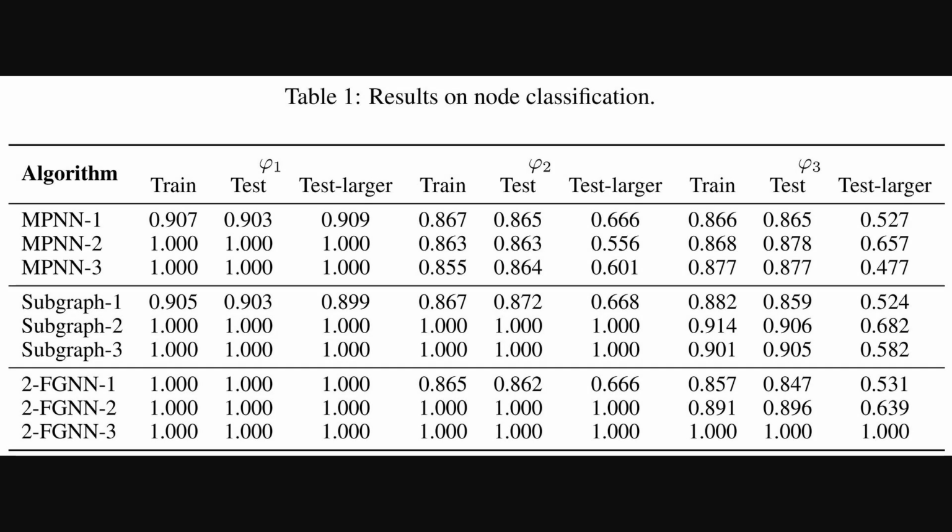Okay, so this table, Table 1, presents results on node classification. Node classification is essentially assigning a category to each item, or node, in a graph. We see different graph neural network algorithms, including message-passing neural networks, or MPNNs, which work by exchanging information between connected nodes, alongside subgraph-based graph neural networks and two GNNs.